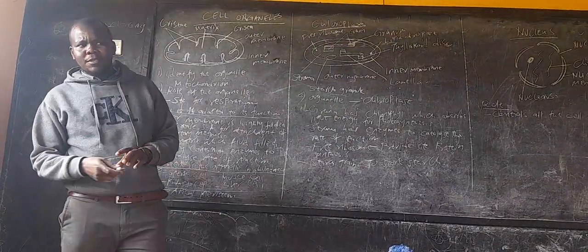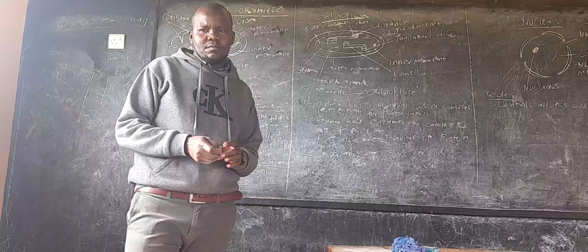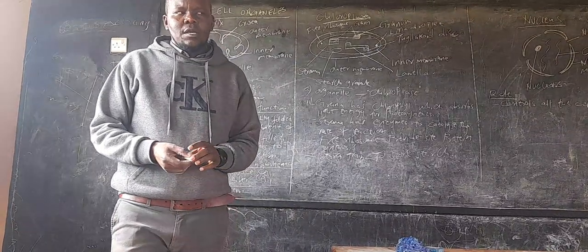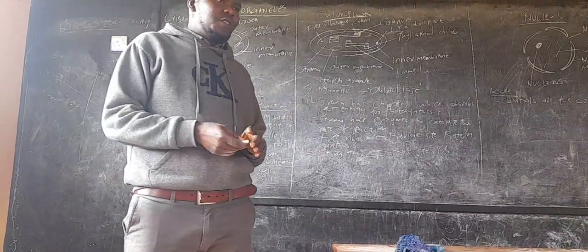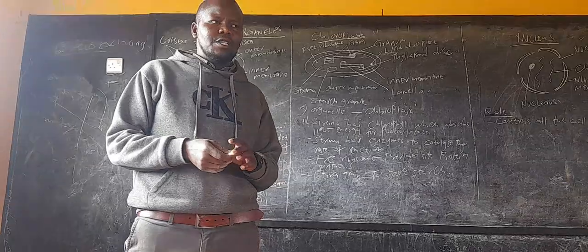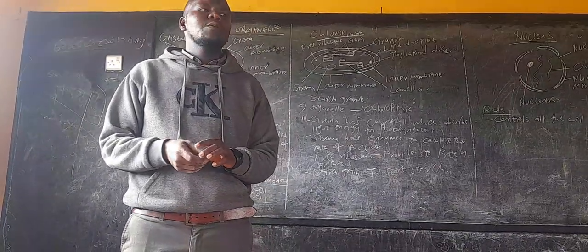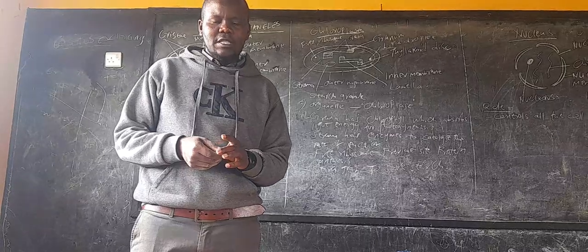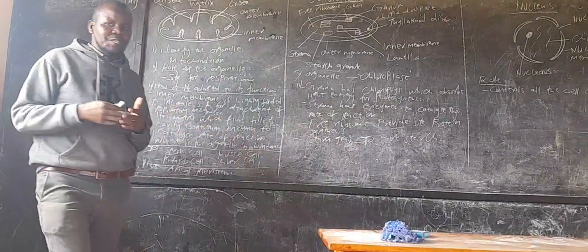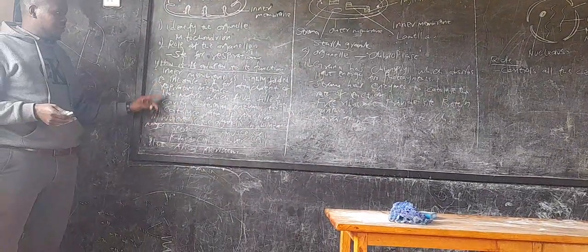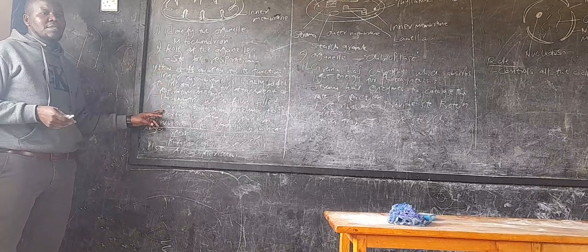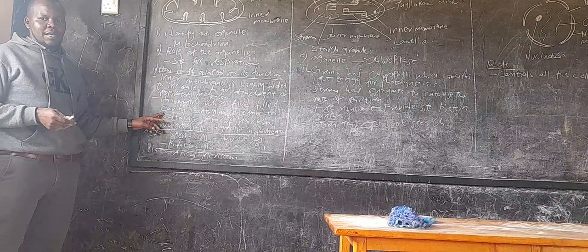How is the matrix adapted to its function? It's a fluid-filled cavity, right? Within that cavity, we have the matrix. That matrix will contain enzymes. And what's going to be the role of the enzyme? Catalyze the reaction, speeding up the reaction rate. For respiration to take place, the enzymes are the ones that catalyze the reaction. Do you get the point?